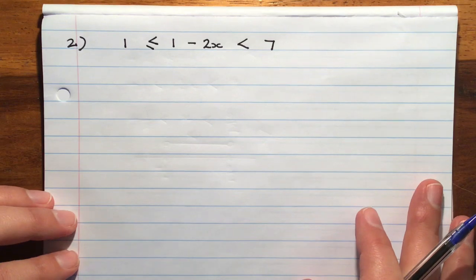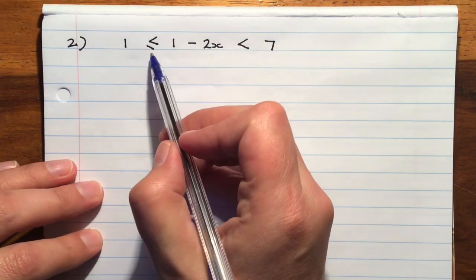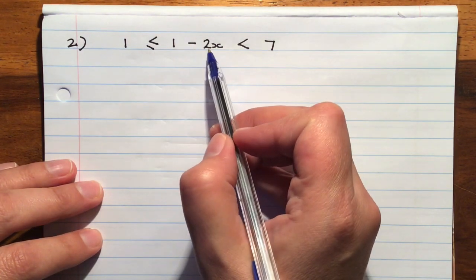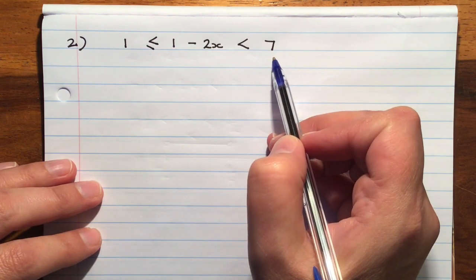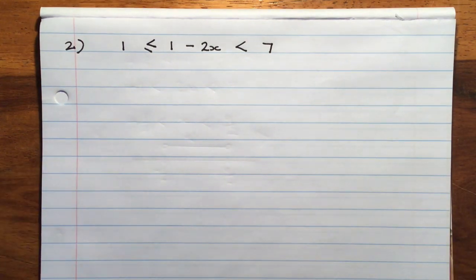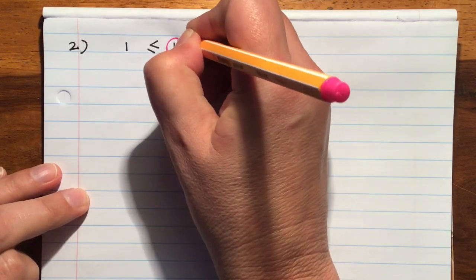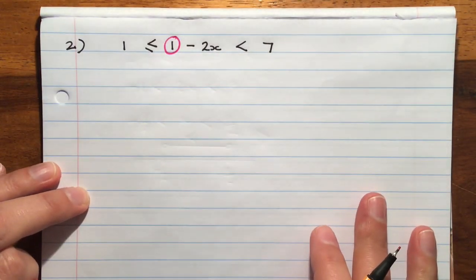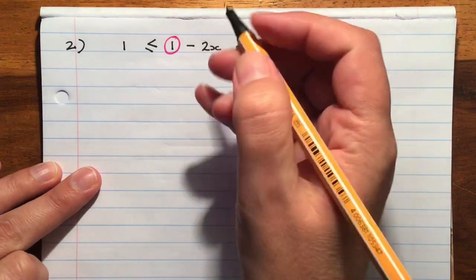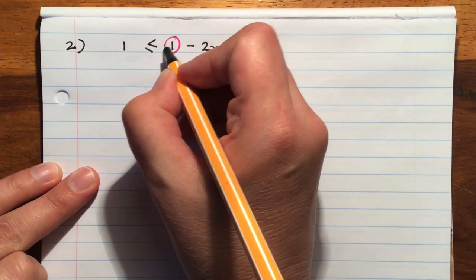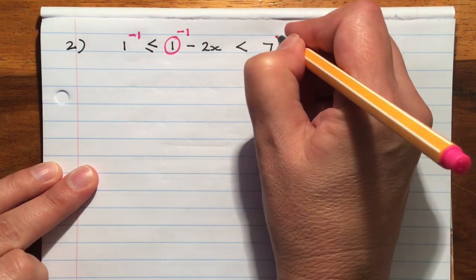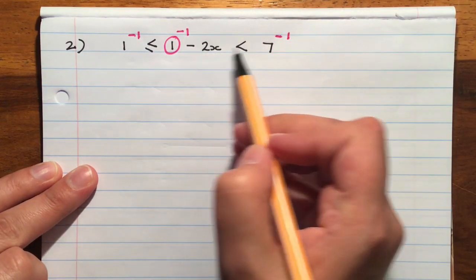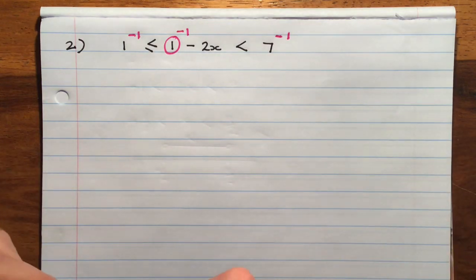Right, number 2. We've got 1 is less than or equal to 1 minus 2x, which is less than 7. So we're going to attempt to do this one the same way. We're going to look in the middle of the sandwich, and we're going to see that there's a 1 that we don't need. All right, it's positive 1. Don't get fooled by this minus sign. In front of this is a plus. So we're going to subtract 1 because we're always using inverse operations. So I'm doing that to all three parts or all three sides of this inequality.